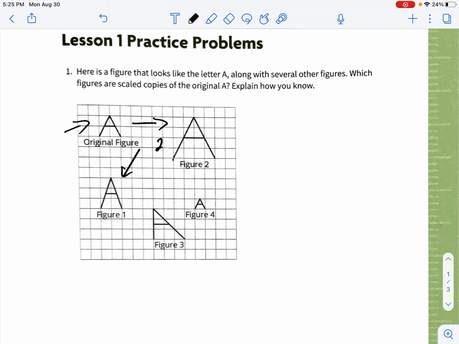This one right here is not. It stays the same width, but it increases in height by 1. This one right here is not. It doesn't even look like the same shape. And then this one right here, number 4, is. It's just a scale copy of half the original size.